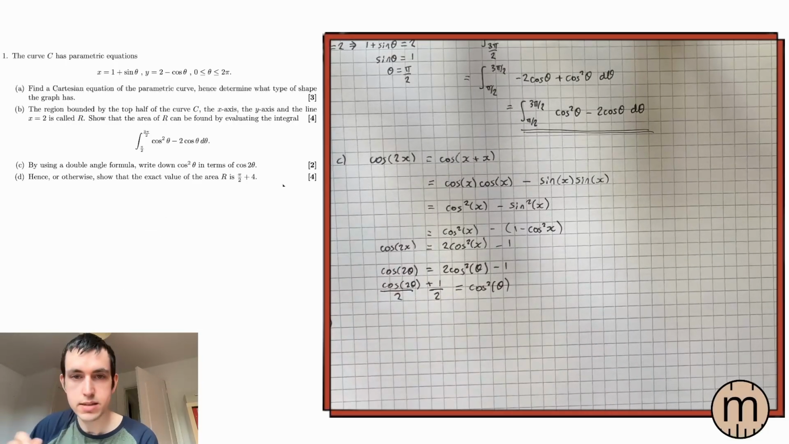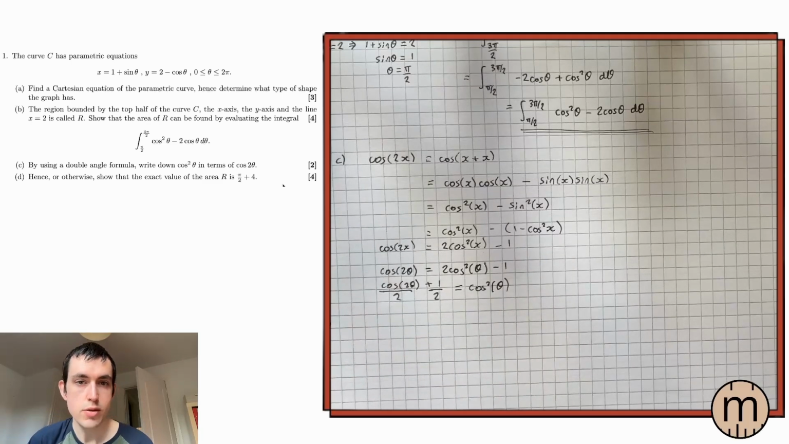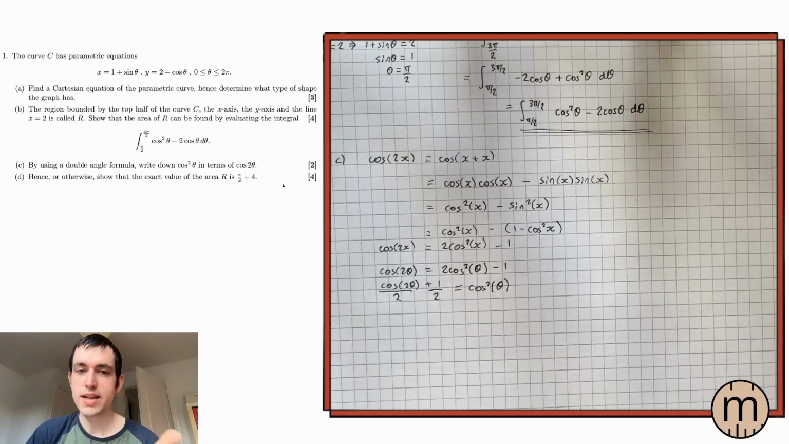Part D asks us to, hence or otherwise, show the exact value of the area of R is pi over 2 plus 4. Reading through this question again, I shouldn't put or otherwise in there because you can absolutely just do area of square plus semicircle. Let's do it hence. Let's use the integral.